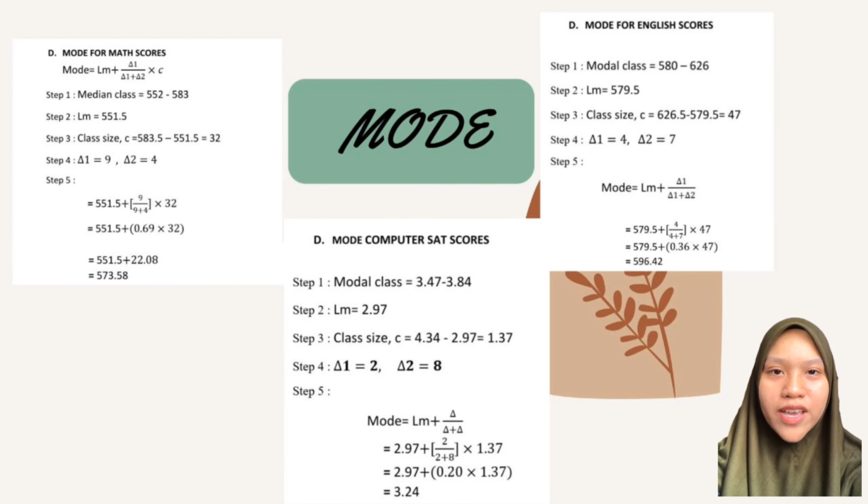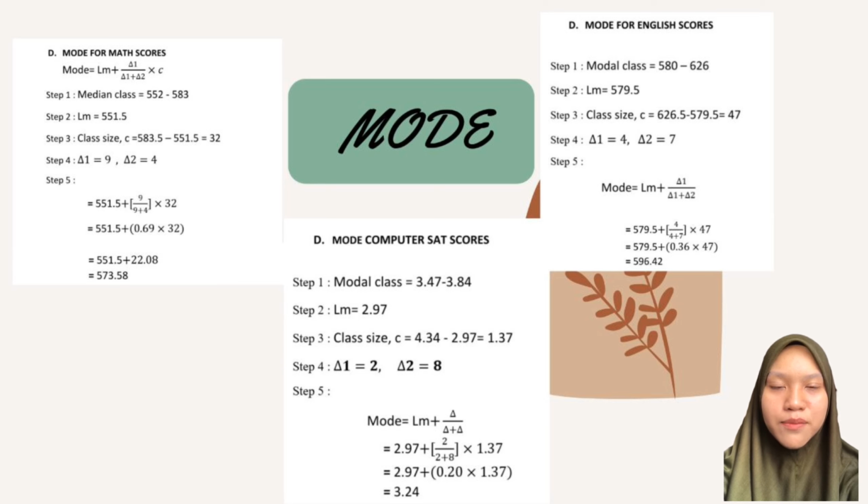For mode, we also have 5 steps to calculate. The mode for mathematics score is 573.58. The highest score of university student for mathematics score is 573.58. The mode for English score is 596.42. The highest score of university student for English is 596.42. The mode for computer SAT score is 3.24. The highest score of university student for computer SAT is 3.24.